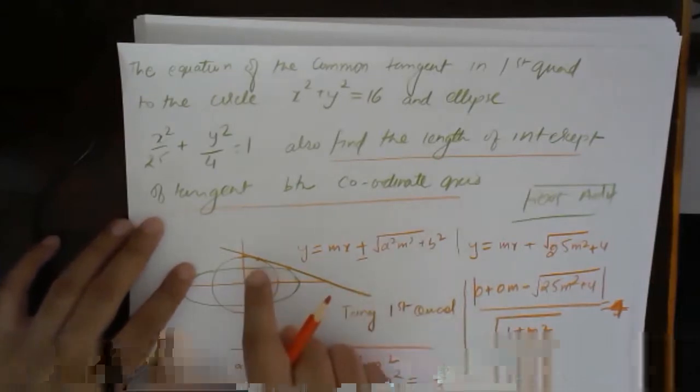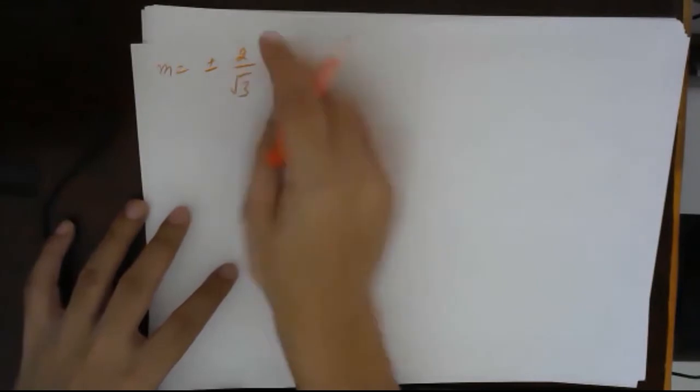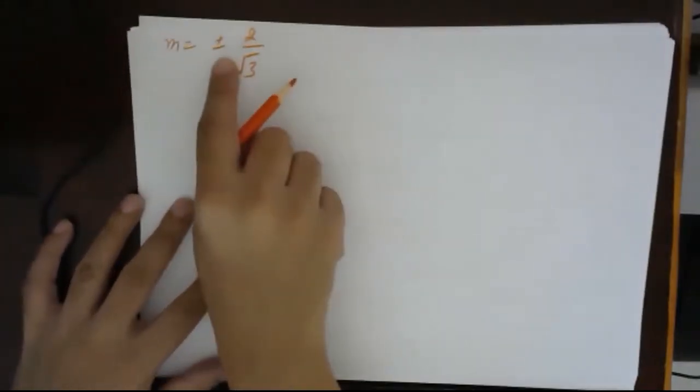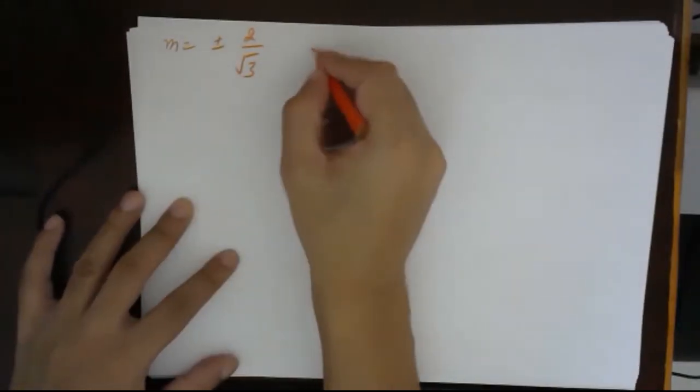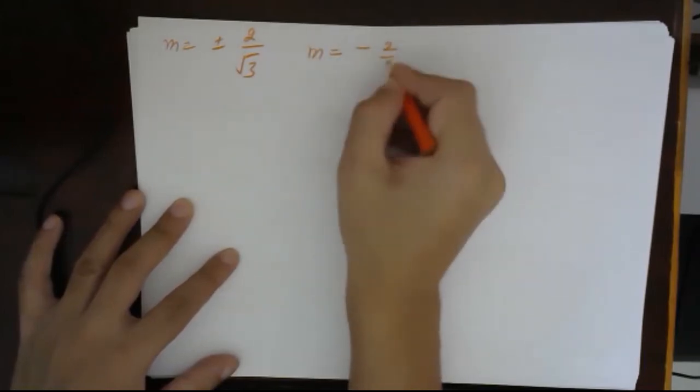So the value of tan theta will be negative, because this angle is obtuse. So we will ignore the positive one. Here we will take m equals minus 2 by root 3.